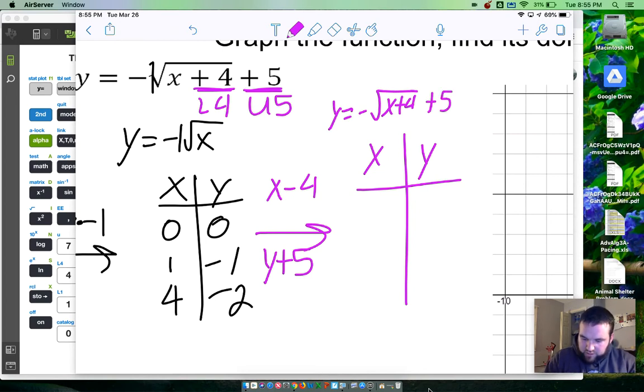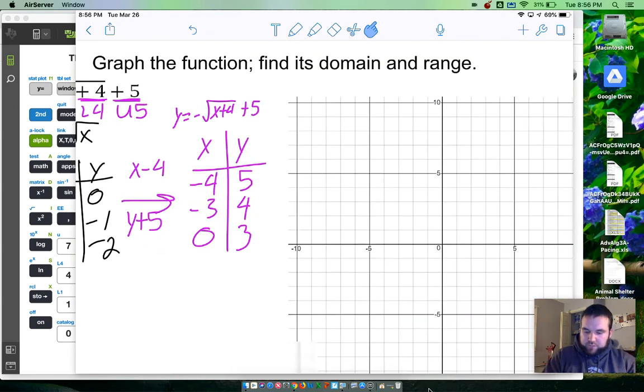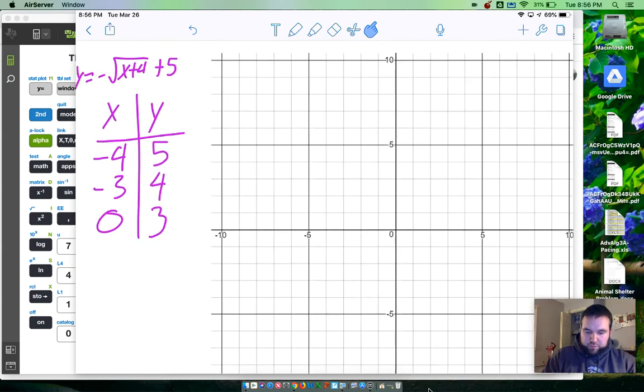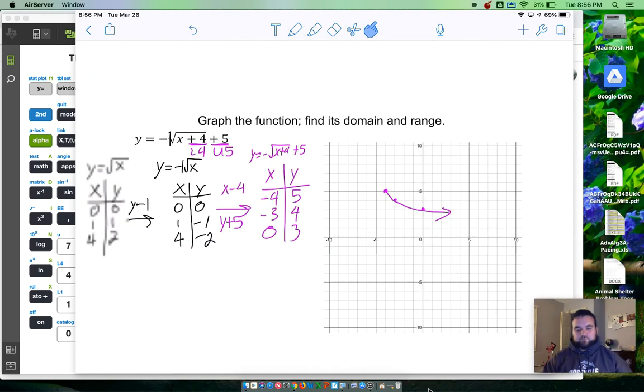Taking away 4 from each of those: -4, -3, and 0. I think that's right. Then this should be 5, 4, and 3. Okay, so those are my 3 coordinates: (-4, 5), (-3, 4), and (0, 3). So I have kind of this downward curving square root function.